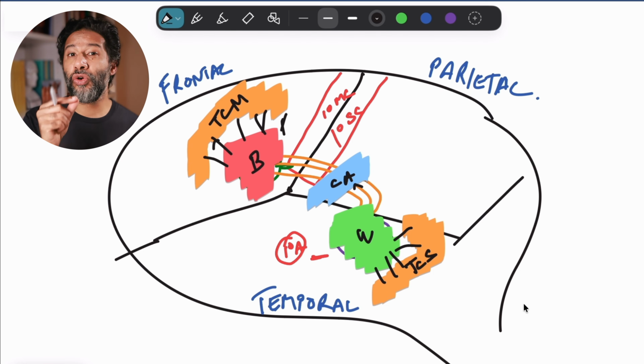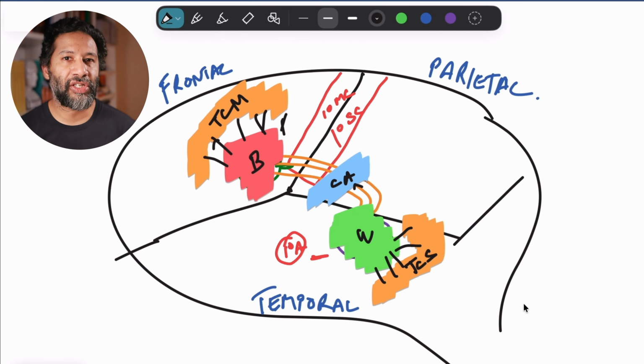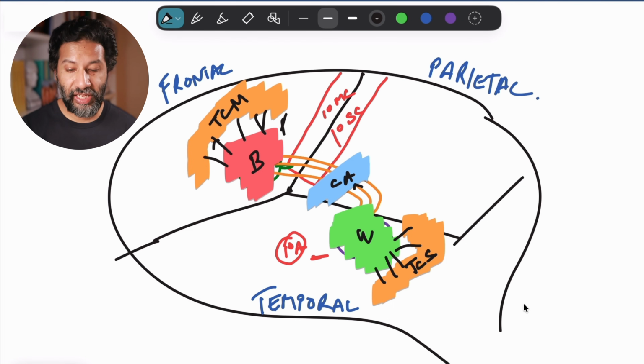So if there's no monitoring and no correction, that's Wernicke's. If they're monitoring and trying to correct their errors, that's likely going to be a conduction aphasia. And that's going to be a lesion in the arcuate fasciculus.